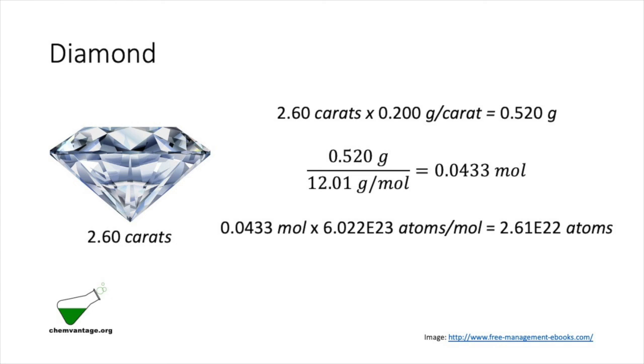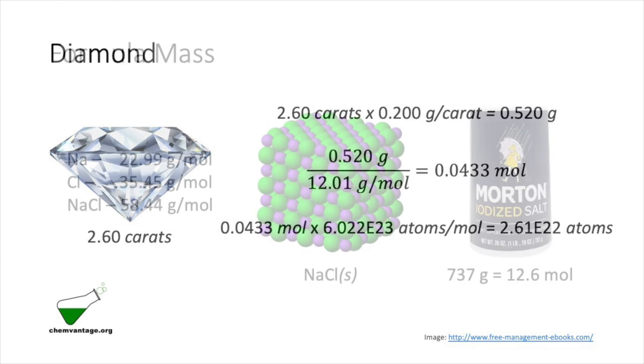Note that the grams units in the numerator and denominator cancel out, and the moles moves up to the numerator of the answer. Finally, we can calculate the number of atoms in this diamond by multiplying the number of moles by Avogadro's number. The final answer, 2.61 times 10 to the 22 atoms, is written here in a shorthand scientific notation that's used by most computers and calculators.